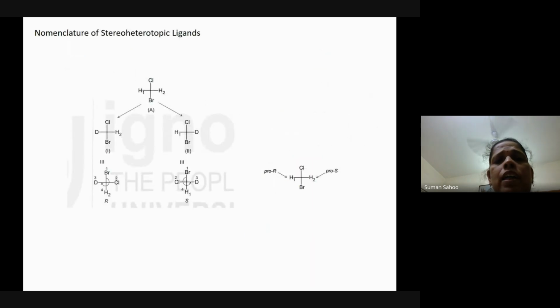So how will we name the stereoheterotopic ligands? As we have already considered, suppose I replace hydrogen by deuterium here, it gives you the R configuration, and when this other hydrogen is replaced, that gives you the S configuration. So this hydrogen is named pro R, and this hydrogen is named pro S, and the name of this is prostereoisomerism.